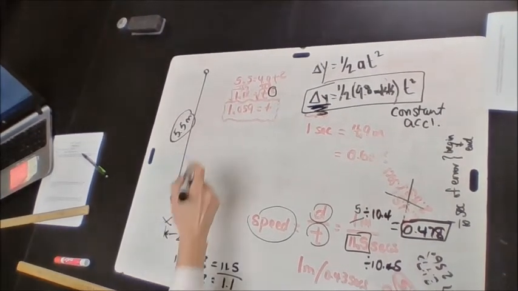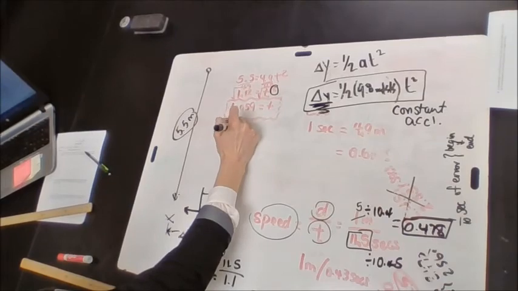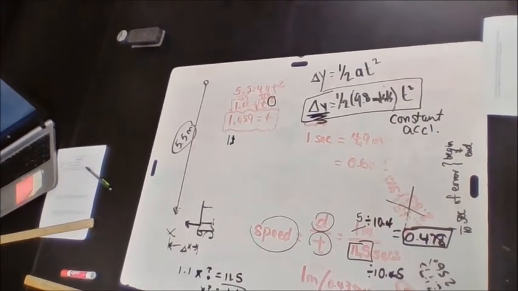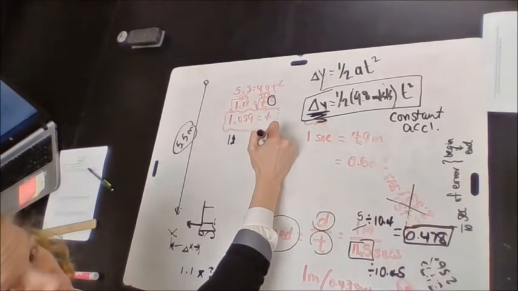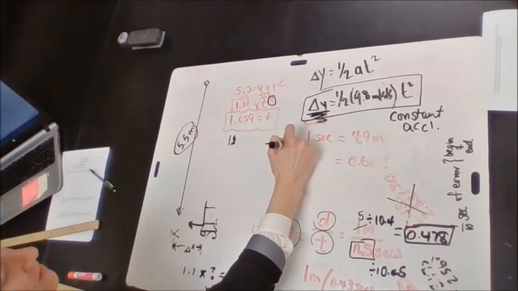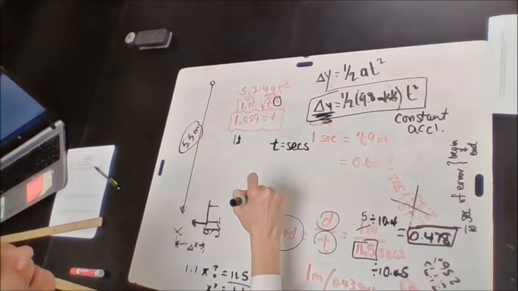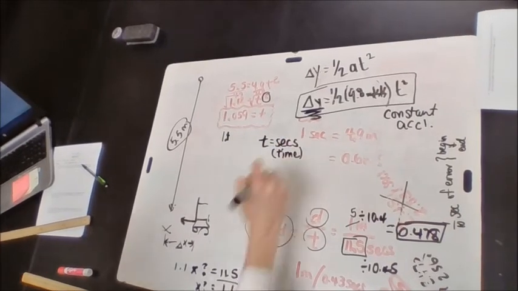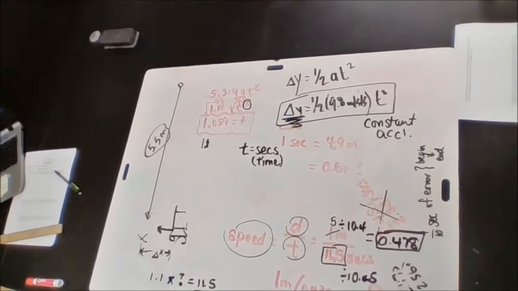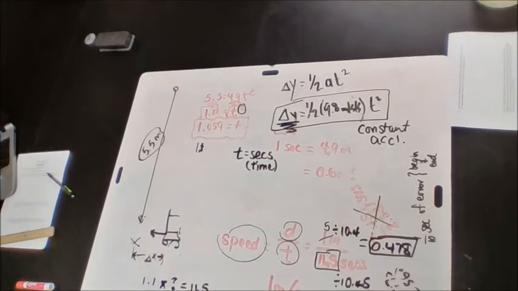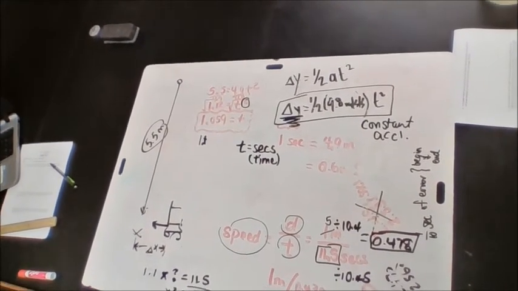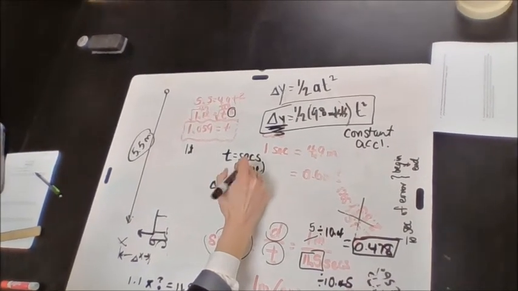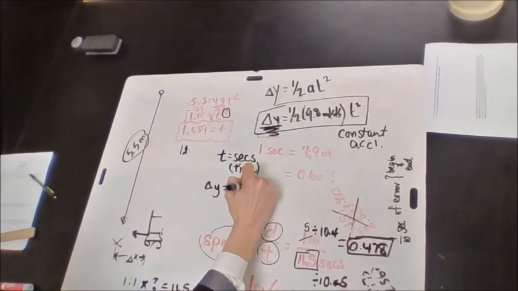How did you know that it was 1.059 seconds? I'm going to identify my variables right now. T stands for time, usually, and you can measure time in hours, years, months, decades, centuries, whatever. So T is time in seconds. Y is distance in meters.